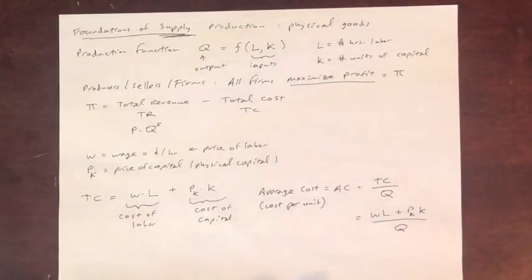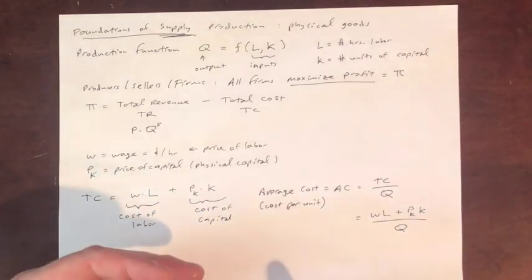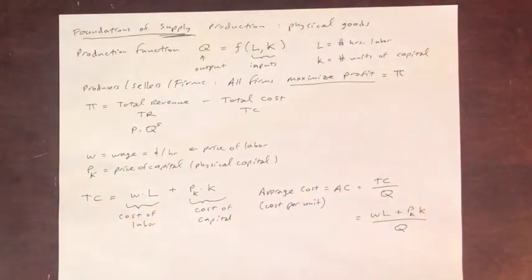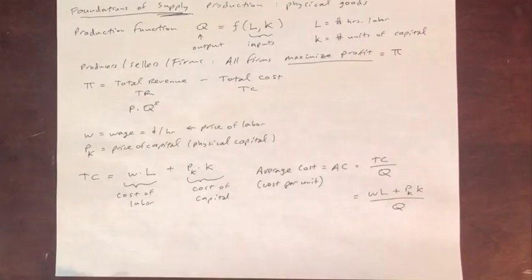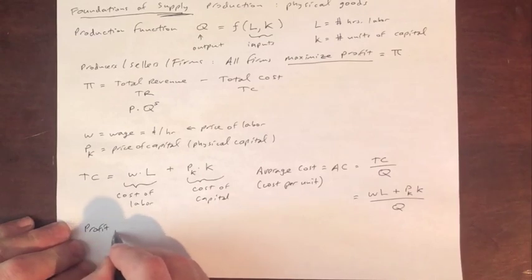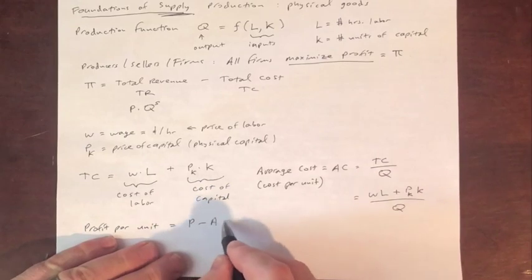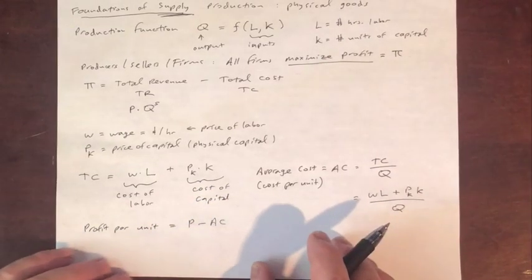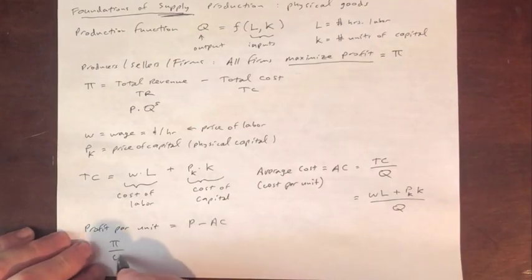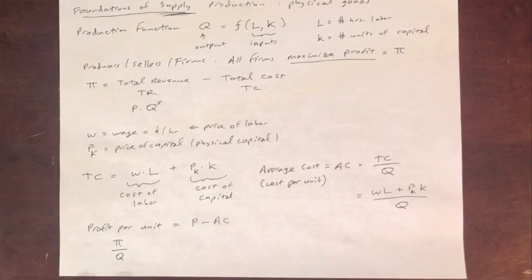Average cost. Firms care a lot about that, because on average, the profit is the price that they receive minus the average cost. This is the profit per unit. So profit per unit is equal to price minus average cost. And profit per unit is pi divided by Q. So it's a very easy way for us to see: is the firm profitable on average? What's the price minus the average cost? This is one reason why firms are so interested in the average cost.